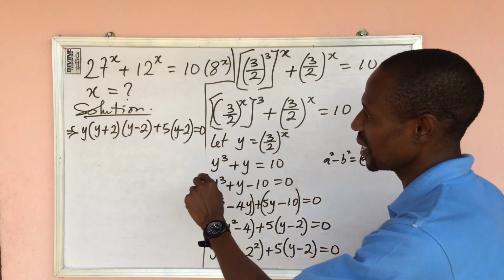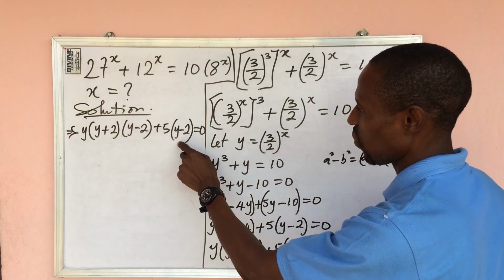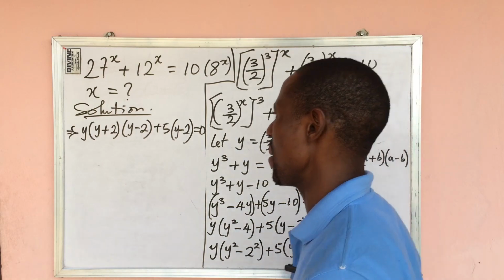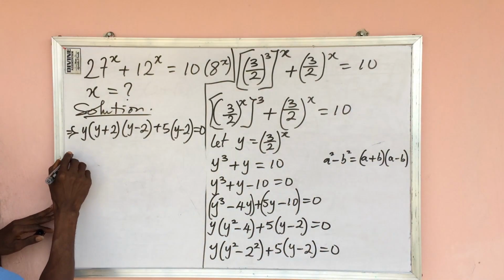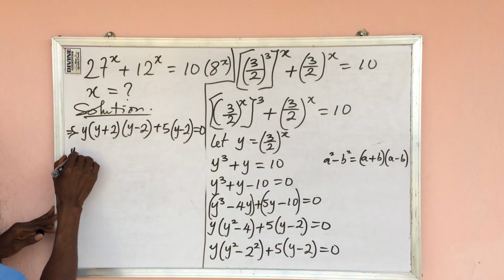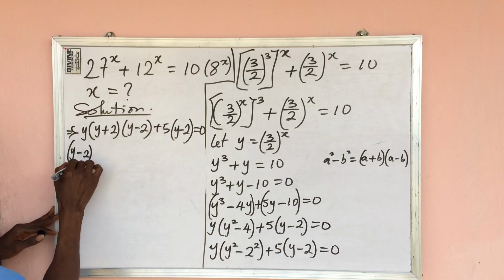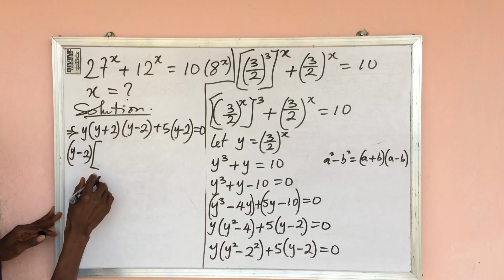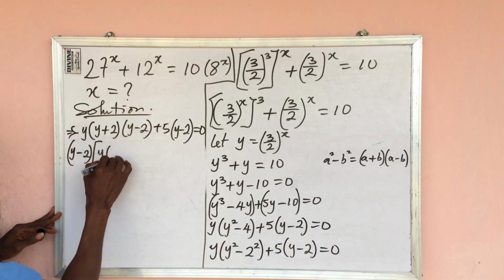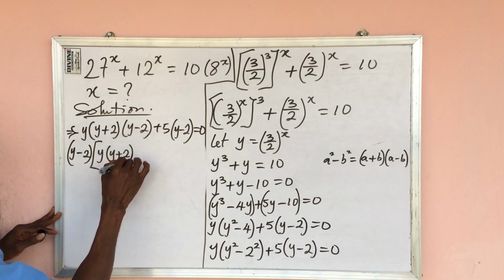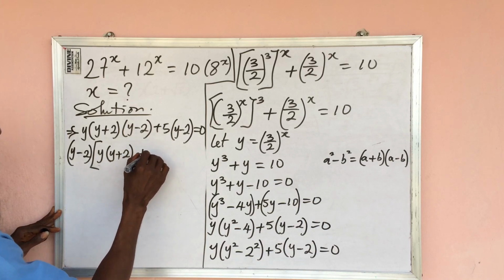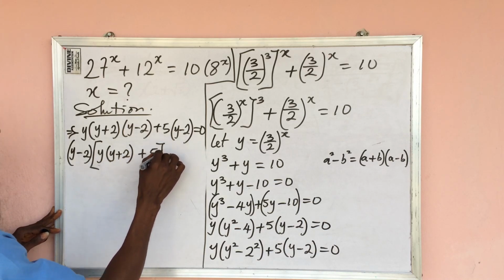Now from here you discover that we have y minus 2 and y minus 2, so we can factor y minus 2 out. If we do that, we have y minus 2 bracket, into a square bracket, y bracket, we are left with y plus 2 here, plus 5 here, close bracket, equal to 0.